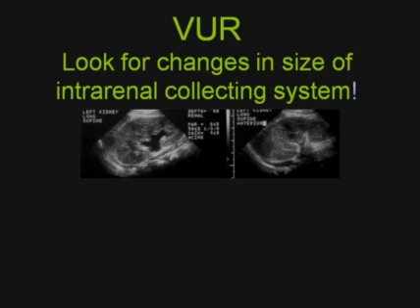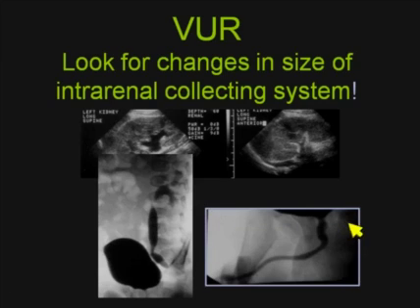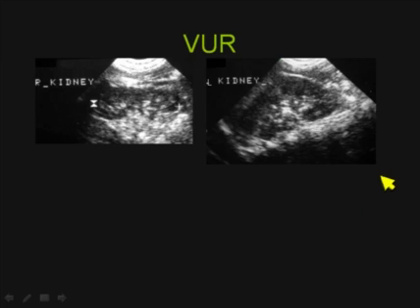At times, vesicoureteral reflux will be suspected because there are changes in the size of the intrarenal collecting system as one is watching, holding the probe stable in a particular position. Here we see some dilatation of the pelvocalyceal system. Within seconds, it looked like it was normal. This patient had a grade 3 reflux and had a normal urethra.